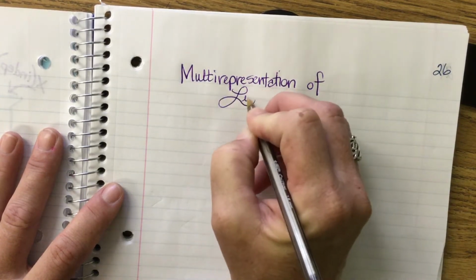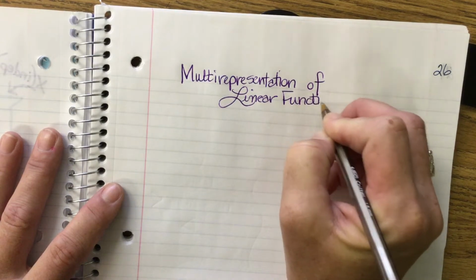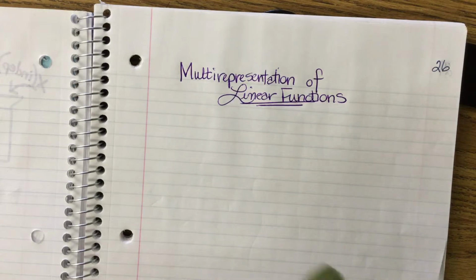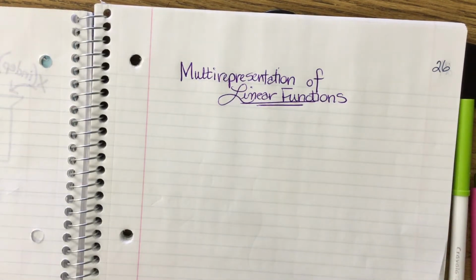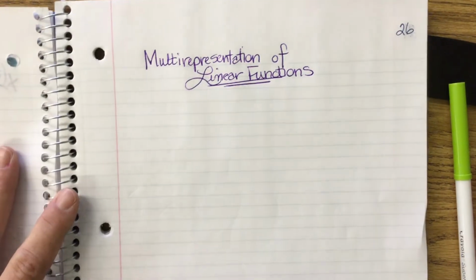Multi-representation of linear functions. Always have a title. That way you can recognize it when you're using your table of contents to come back to that subject. All right, so last year, actually this is a review, but we're going to go a little bit deeper with it this year.